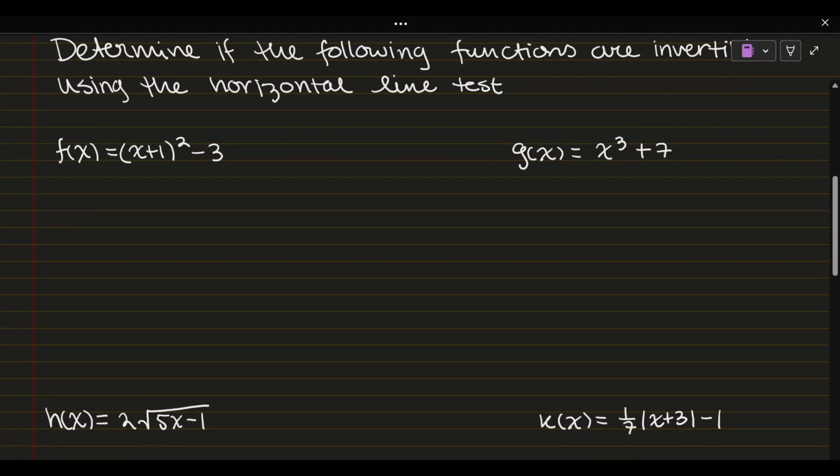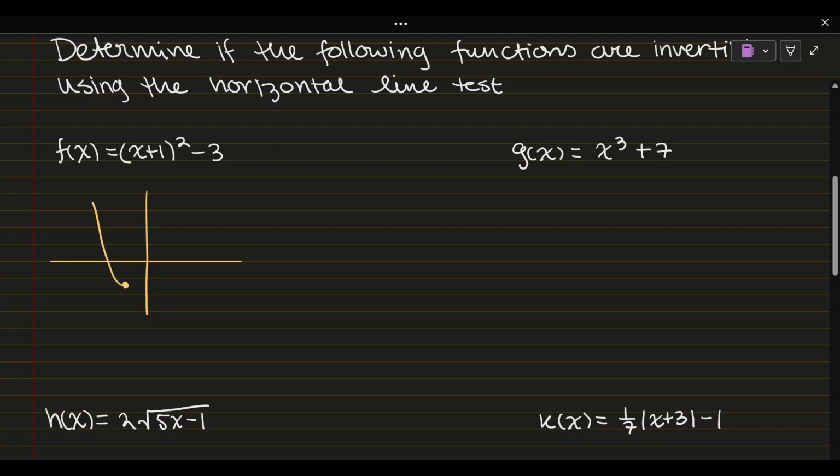That requires knowledge of being able to graph them. If you don't know how to graph functions, take a look back at my video on that. But let's take a look at these. f of x equals (x plus 1) squared minus 3. That's just the same as the graph of f of x equals x squared, but shifted to the left 1 unit and down 3 units.